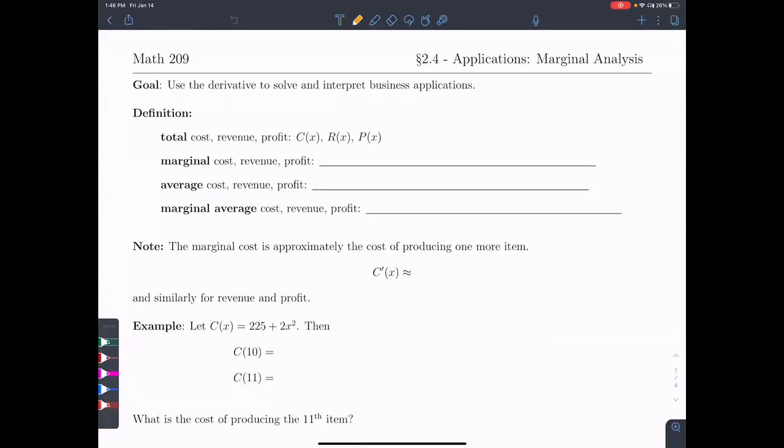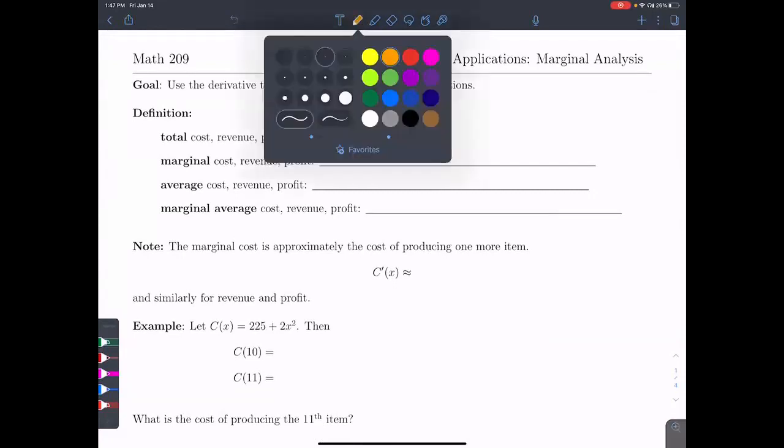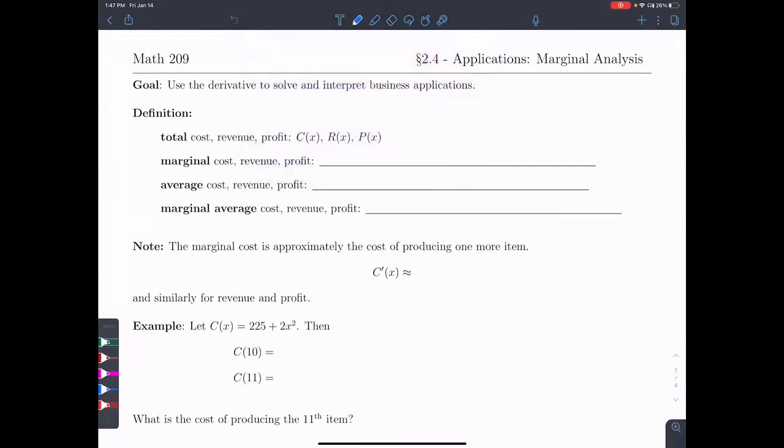Okay, in this video, we are going to talk through cost and marginal cost and average cost and marginal average cost. I'm going to split this up into two videos because it is a lot of information. So first, we're going to do some business applications. That's the whole point. So some notation first for cost, revenue, and profit.